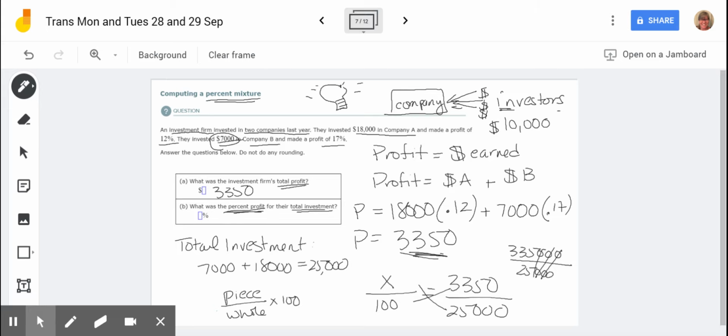13.4. Okay, so the answer is 13.4%. And that kind of makes sense, you guys, because they invested a lot more at 12. So it's going to be higher than 12, but it's not going to reach 17 because 17 is a lot less. So it's 13.4%.